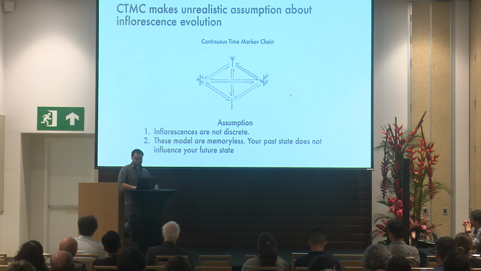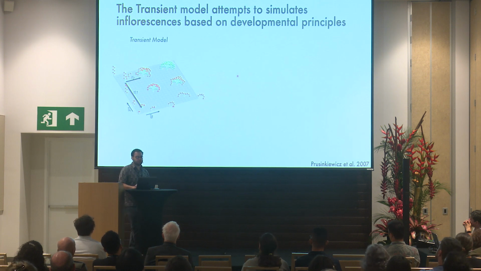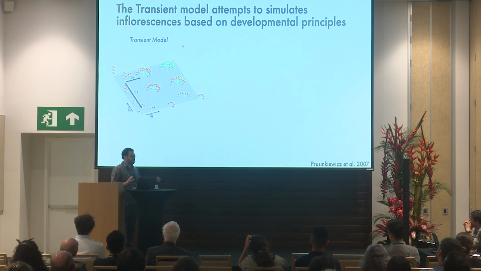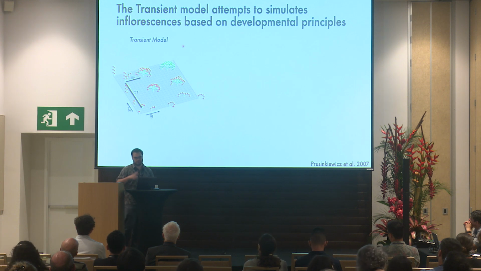So what can we do? We turned towards the developmental biology literature. In the developmental biology literature, there's this other model called the transient model. I know, a lot of different models; they all got fun names. But this model is not an evolutionary model. It's a model of morphogenesis. So it aims to simulate inflorescences based off the developmental principles of the repeating growth of plant structures.